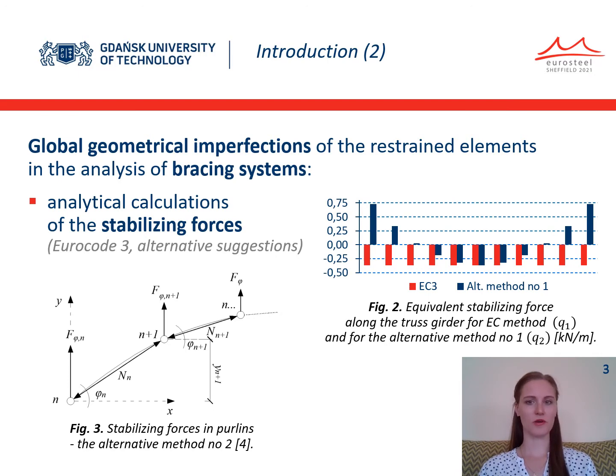Fortunately, another well-known approach, which is a great simplification of the design procedure, can be found in Eurocode 3. According to this method, the initial bow imperfection of the braced element is replaced by the equivalent stabilizing force. Currently, also alternative suggestions of stabilizing force calculations can be found in the literature. It should be noticed that all these procedures concentrate on bar bracing and neglect roof cladding.